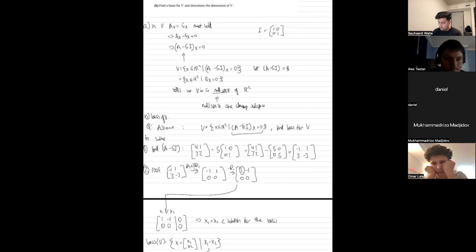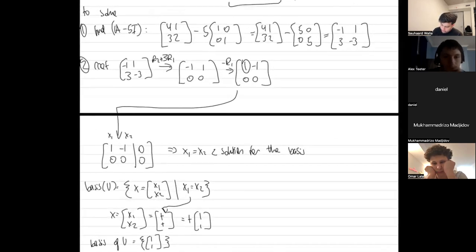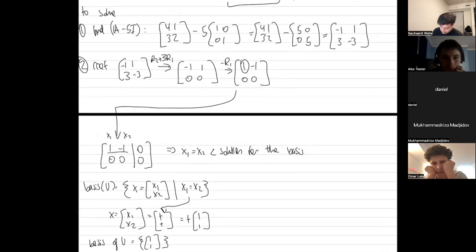Can you explain one more time how we got 1, 1? We got 1, 1 because we row reduced it and we got to this matrix, where the first row was supposed to equal 0.